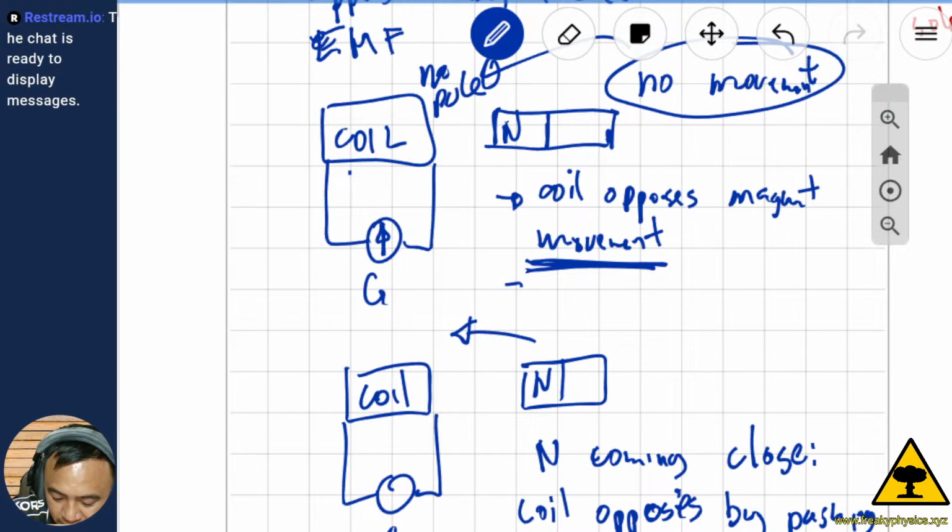And how will it do that? With a north or a south pole? North. And that's the key part here, with the north pole. So in other words, this end gets an N, and this end gets an S. Okay? So I'm gonna make an assumption for now, that the current makes the galvanometer move to the right. Now, let's do a third one.